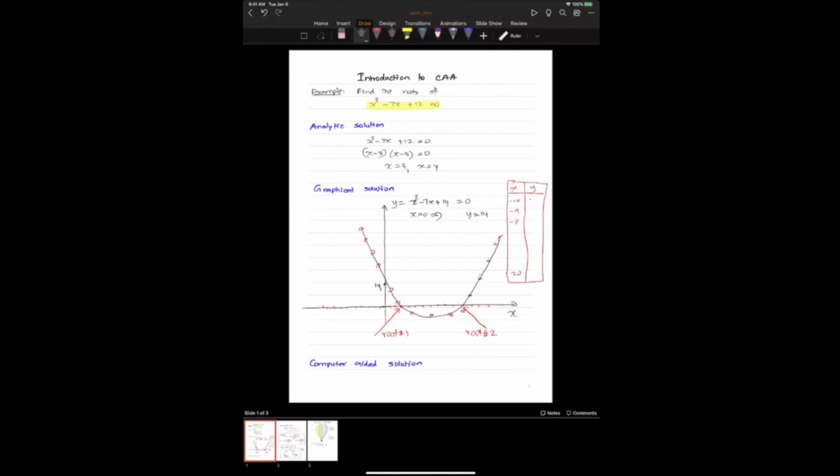Can you see my mouse? Can someone see if you can see my mouse? Probably not, right? Okay. So I will point to this.